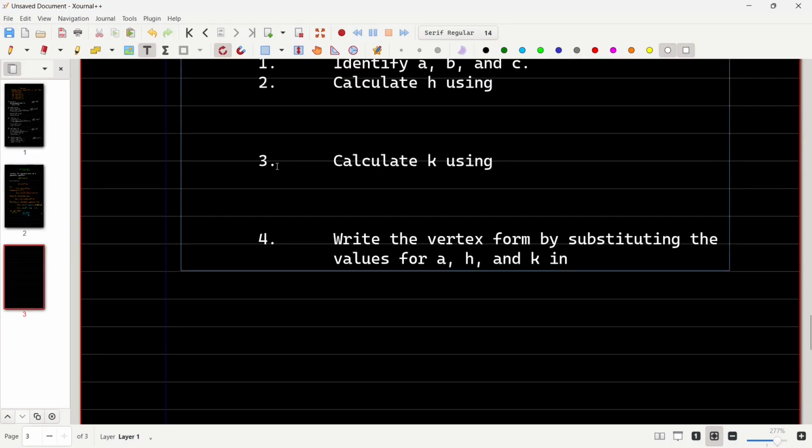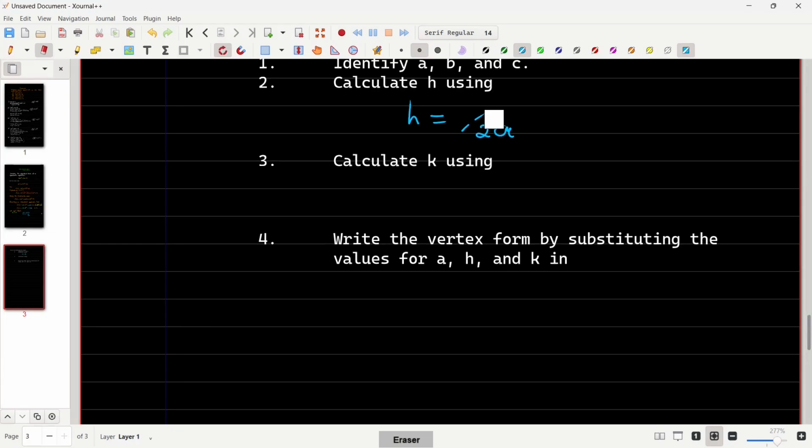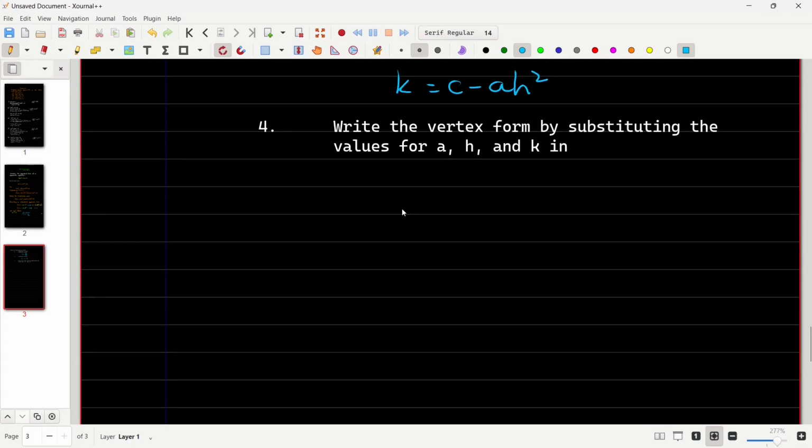All right, so let me write in h. As we already saw, h is equal to b upon 2a, and k is going to be equal to c minus ah squared. Then we write it in vertex form, where we simply put in our a times (x plus h) squared plus k. This is rather simple to understand. All you have to do now is some examples to practice it.